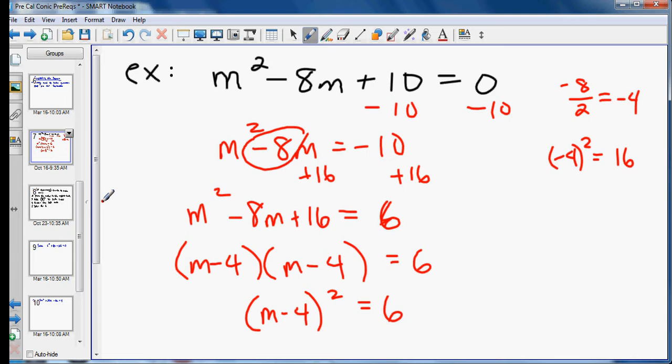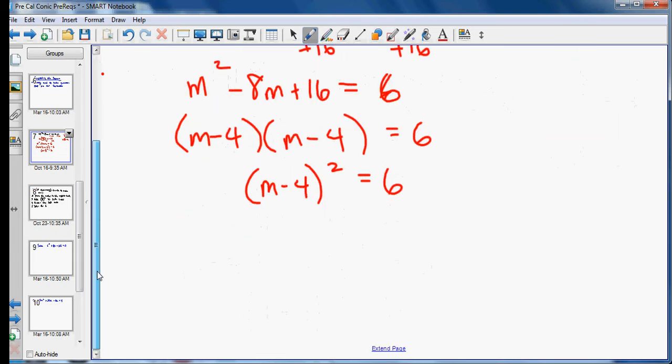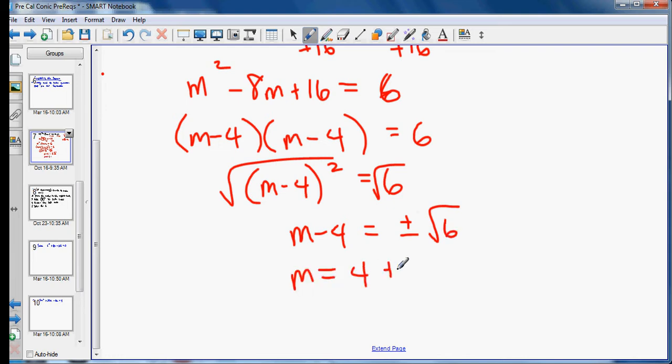Now that we've done that, we can solve for m. We'll take the square root of both sides, and when you do that, make sure you put plus or minus in front of the square root. And then add 4 to both sides. So we get 2 possible values for m. 4 plus the square root of 6 and 4 minus the square root of 6. Now my students, please make sure you do leave it in terms of the square root of 6, because I don't want the decimal approximation. It is more exact to leave it as the square root of 6.